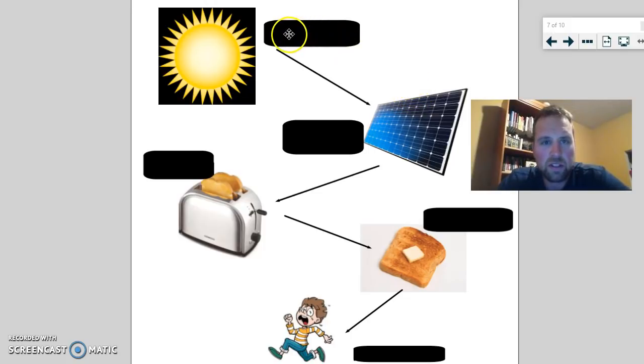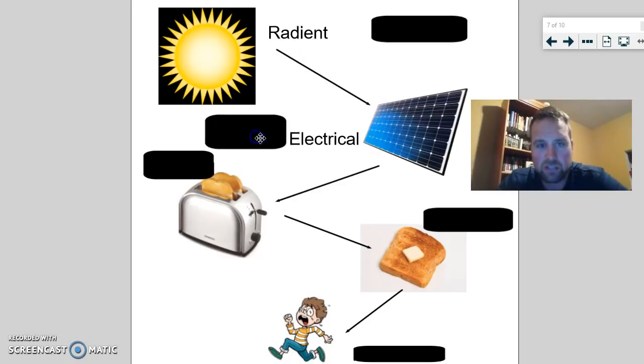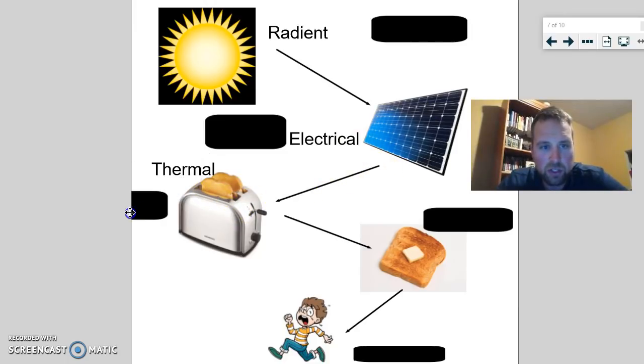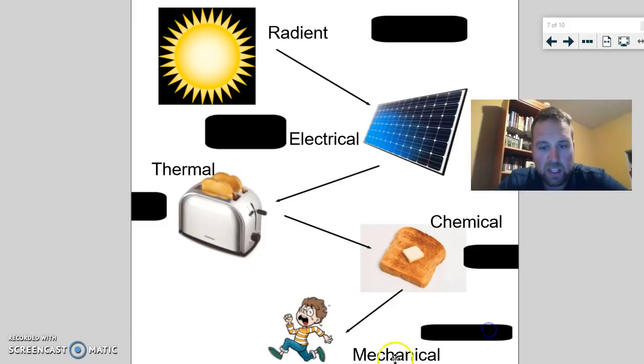Okay, so if we talk about it, the sun is radiant. When the sun shines on the solar panel, that solar panel turns that energy into electrical. We know that solar panels provide electricity. If a toaster is plugged into that electrical, it's going to turn that into thermal, which is heat, right, which toasts our bread. In the toast, we now have chemical, right, because we can eat that and turn it into mechanical energy, which is the movement of this person. So pause the video and get these written in your notes. This will be very helpful for you.